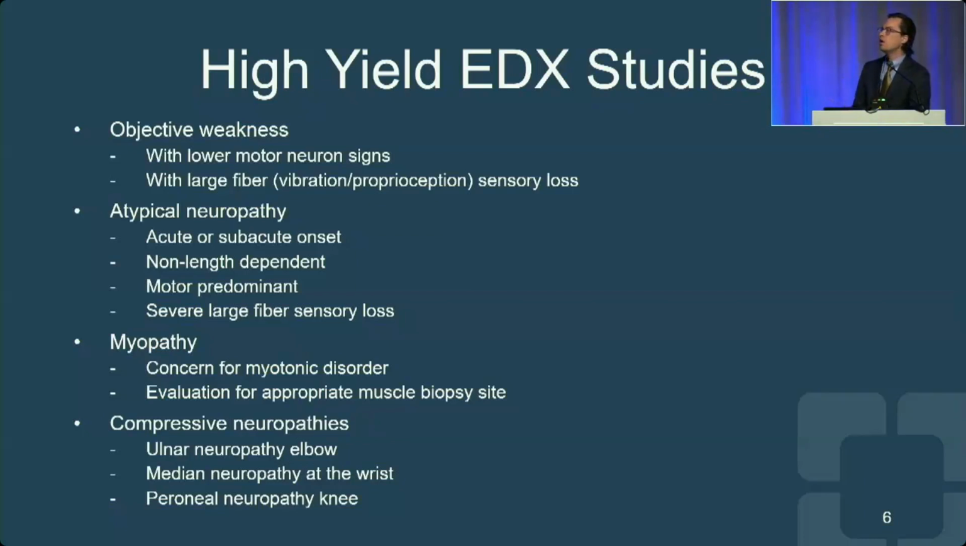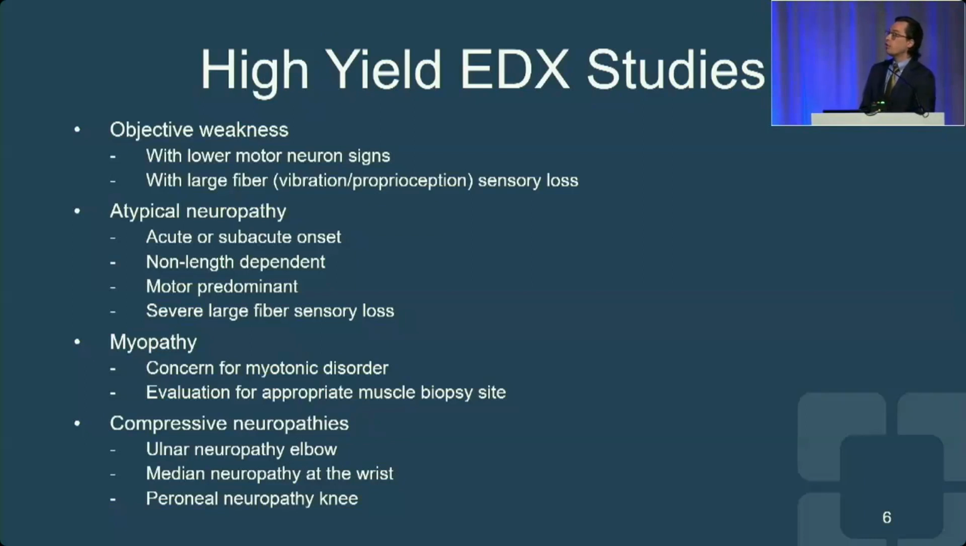Patients who have atypical neuropathies, so not your standard distal symmetric polyneuropathy that you can see in diabetes, but neuropathies that have atypical features, so ones that are acute or subacute in onset, ones that are non-length dependent, motor predominant, or where there's a severe amount of large fiber sensory loss, like in patients who have sensory ataxia or pseudoathetosis. Electrodiagnostic studies in these settings are really, really helpful. Because the study is going to tell you what type of neuropathy you're dealing with, and that might help really shrink your differential and guide subsequent evaluation.